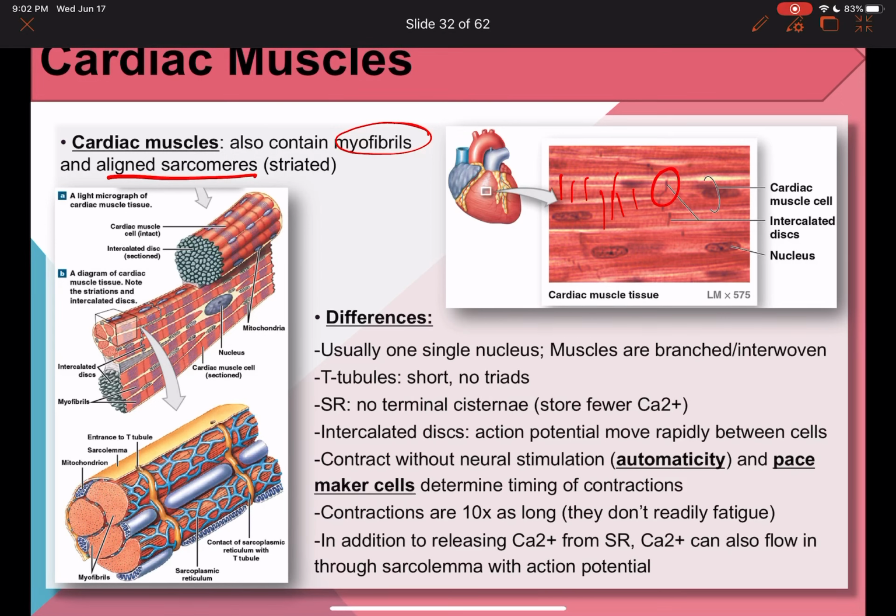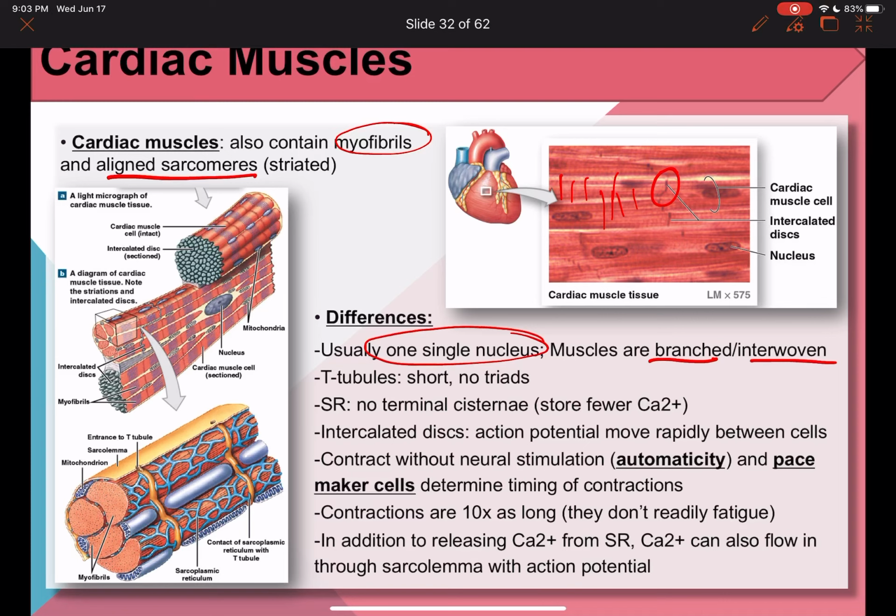So the difference is that cardiac muscles usually contain only one single nucleus, whereas skeletal muscles can have multiple. Cardiac muscles are also not a completely long cylindrical shape, but they are branched and interwoven for stimulating that rhythmic muscle contraction of the heart that we'll talk about in the next semester.